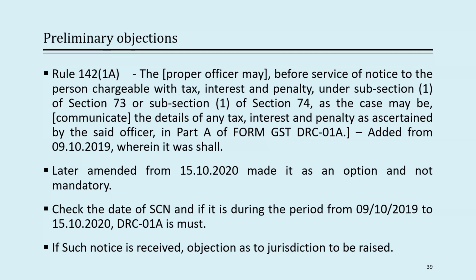However, the word "shall" was replaced with "may". So now the proper officer may issue DRC-01A, or he may not issue. But for the period of one year, that is October 2019 to October 2020, if any show cause notice was issued in this period, DRC-01A was compulsory before issuing a show cause notice. If DRC-01A is not issued, then the SCN is invalid.